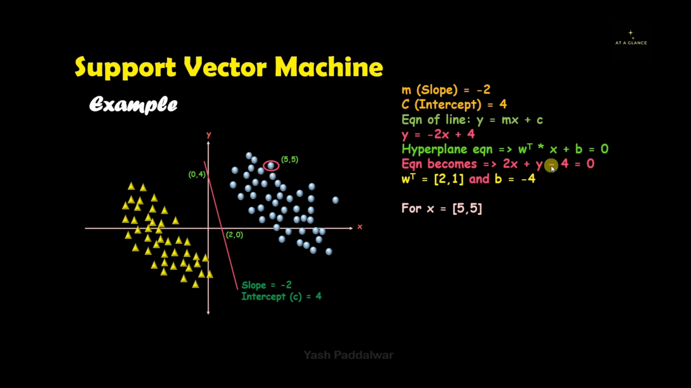Now as I said, we have to consider this particular data point with the coordinate (5, 5). This represents the x term in the equation w transpose multiplied by x plus b. So we have got the x, we have got w transpose, we have got b.